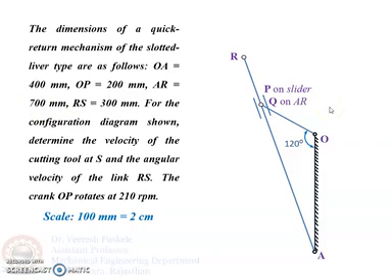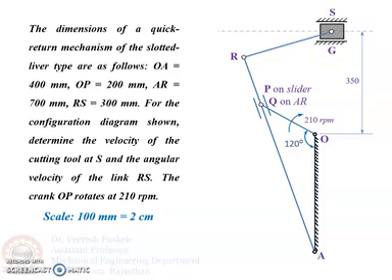Now, at this distance of 350 mm, we'll be placing a slider. So to draw RS, we'll take 300 mm and we'll cut a point on this horizontal line to get S as the slider. And the crank OP is rotating at 200 rpm. So this is the configuration diagram.